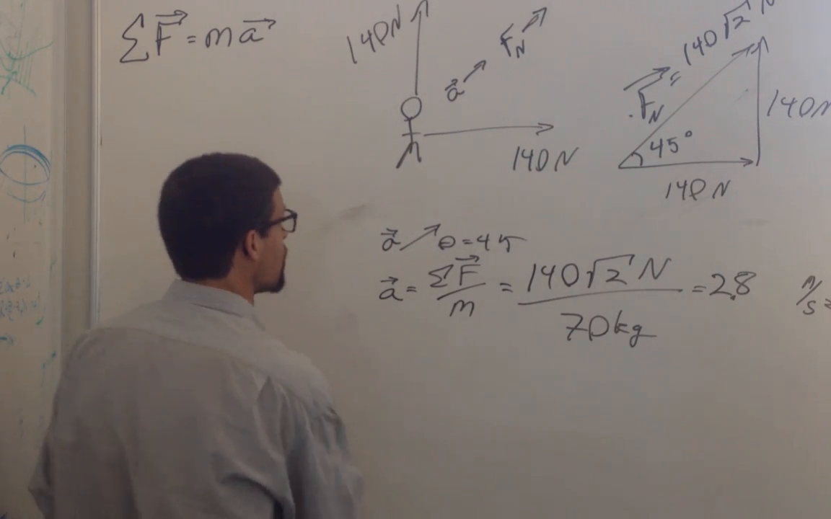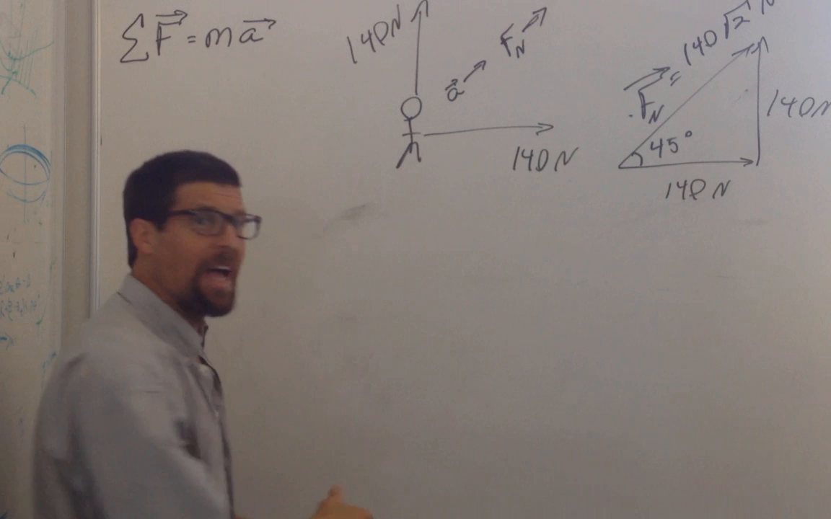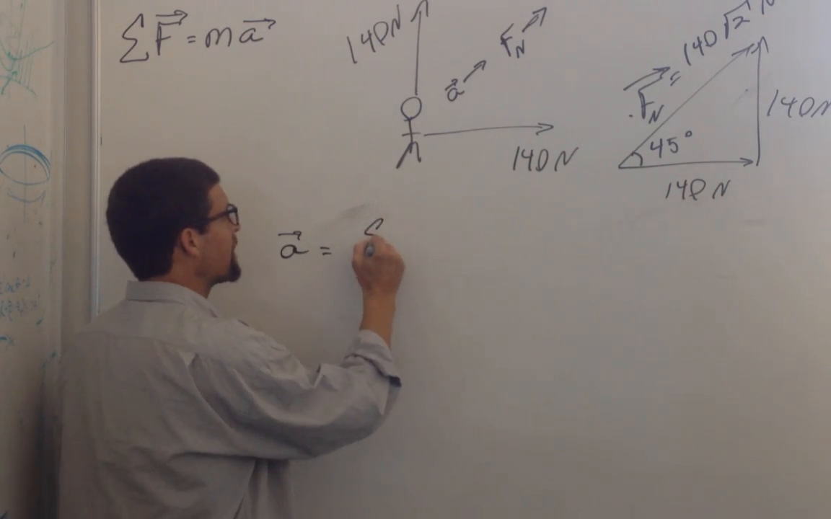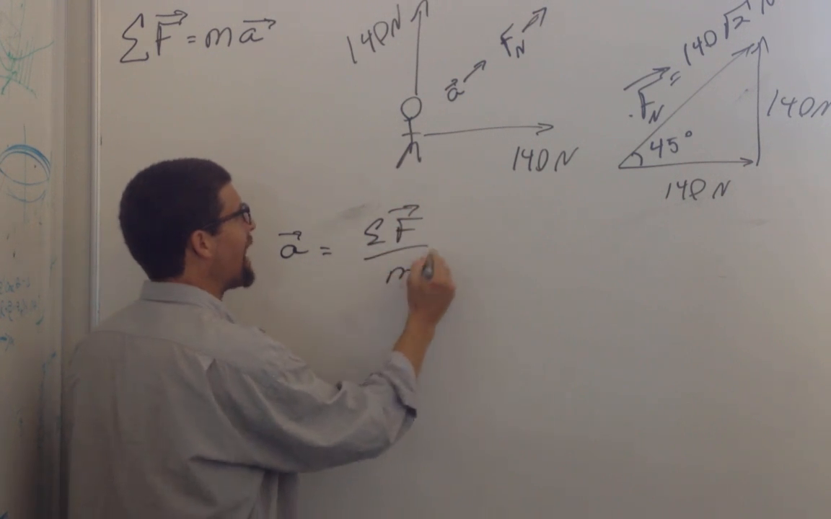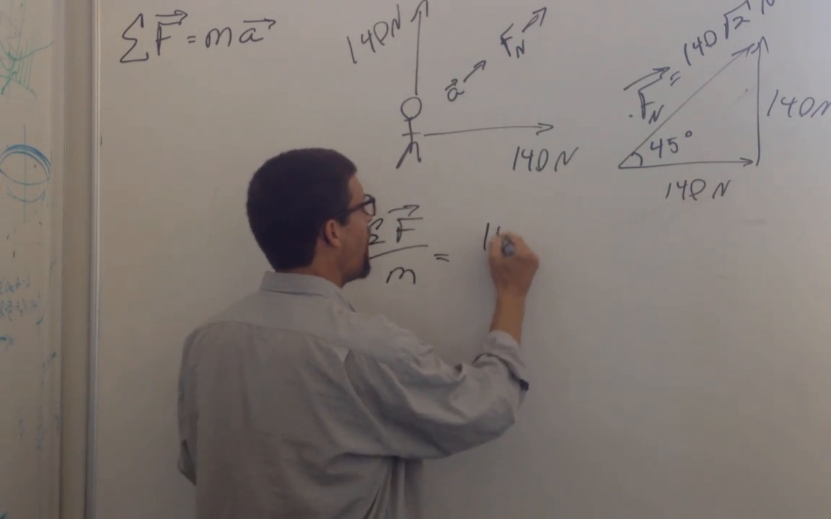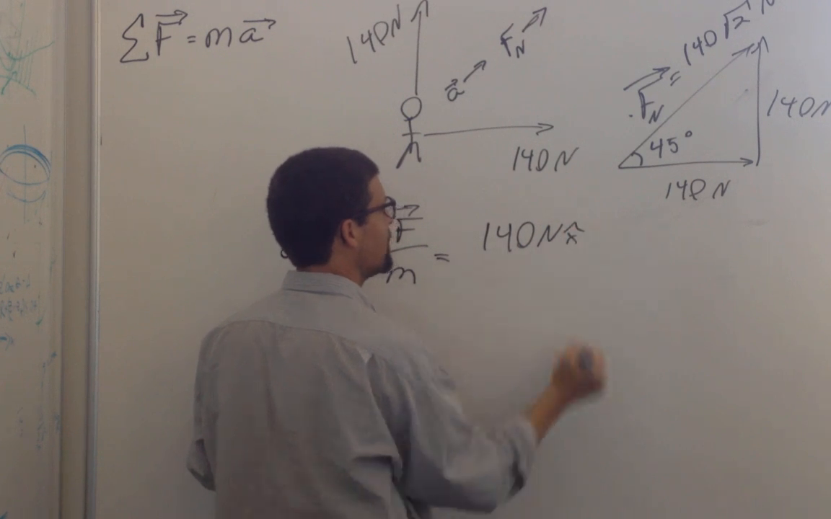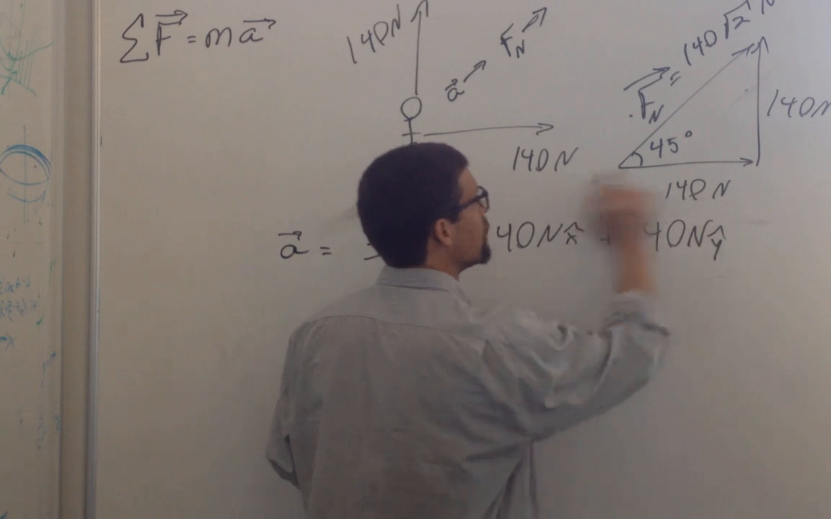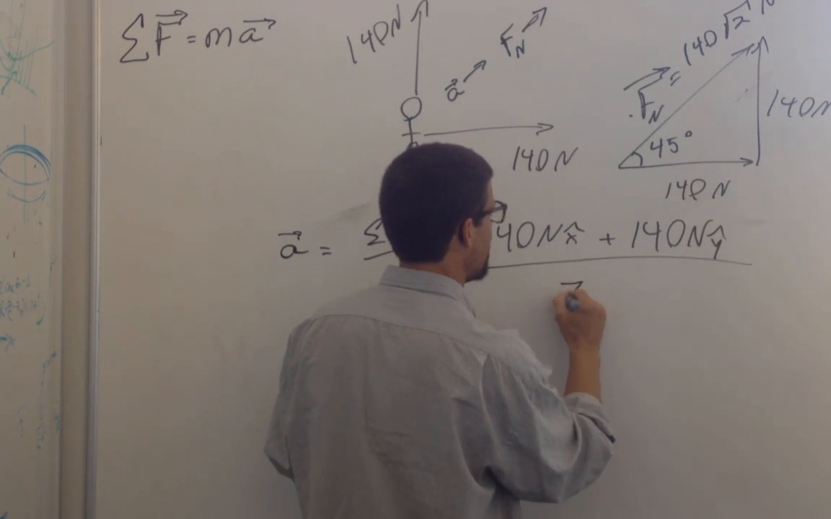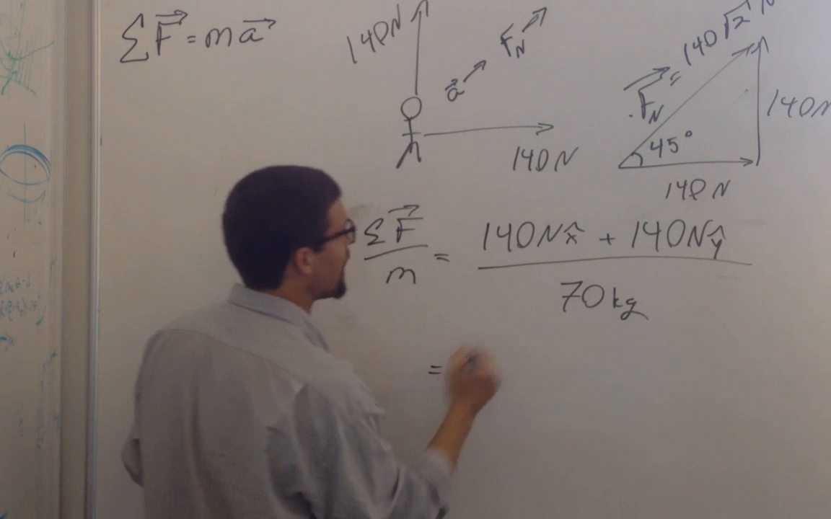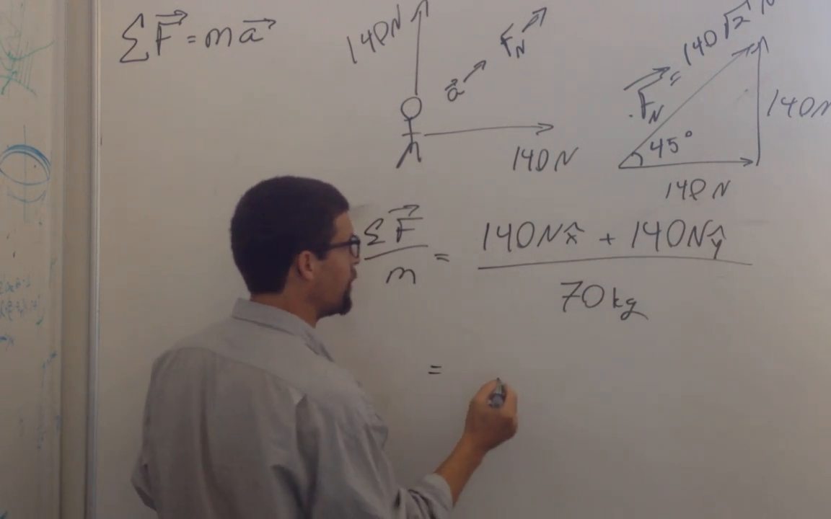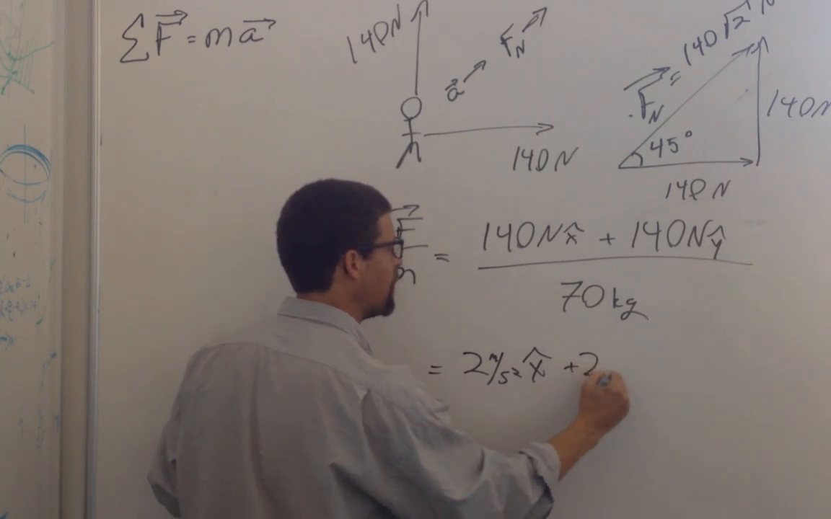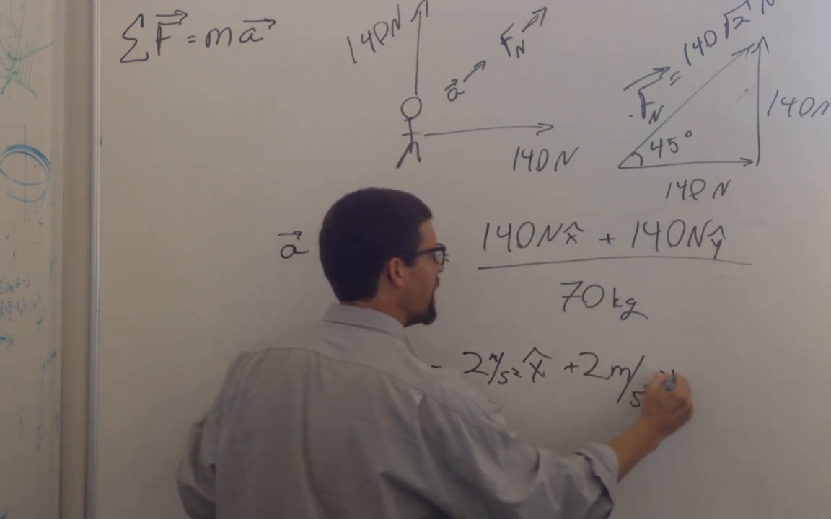If you want to use Cartesian coordinates, you would just write this out in its Cartesian form. The acceleration is equal to the vector sum of the forces divided by the mass, which is then just going to be 140 newtons in the x direction plus 140 newtons in the y direction, divided by 70 kg. And what this tells us, when we cancel our units, is we get 2 meters per second squared in the x direction plus 2 meters per second squared in the y direction.